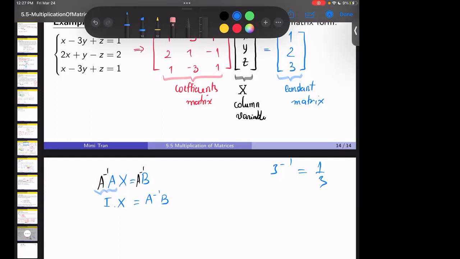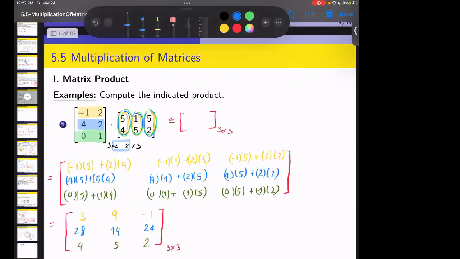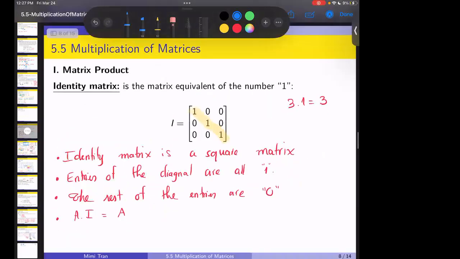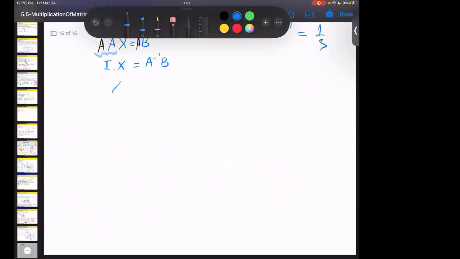Remember what I said about the matrix, let me go back up here. Right there, A times I equals A. So X equals A inverse of B. And you know how to calculate A inverse B? Plug it into your calculator. There you have X, right?